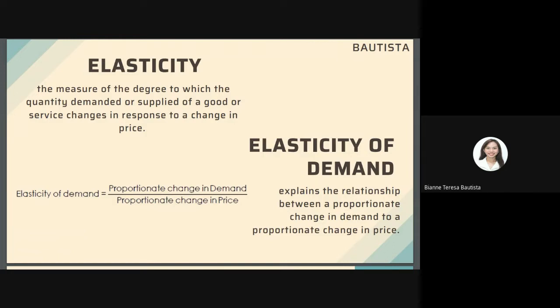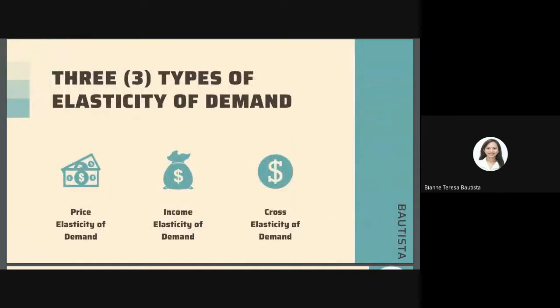There are three main types of elasticities of demand. The first one is the price elasticity of demand. It is so popular that it is generally referred to as simply elasticity of demand. Then we also have the income elasticity and the cross elasticity of demand.